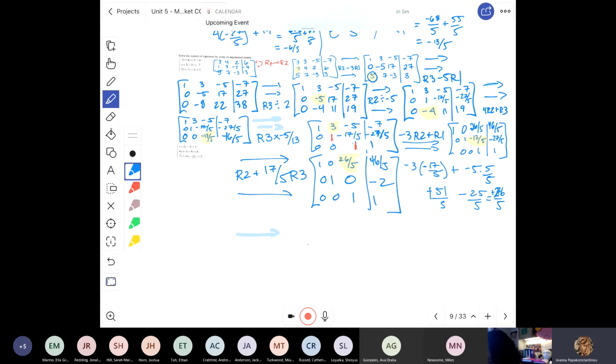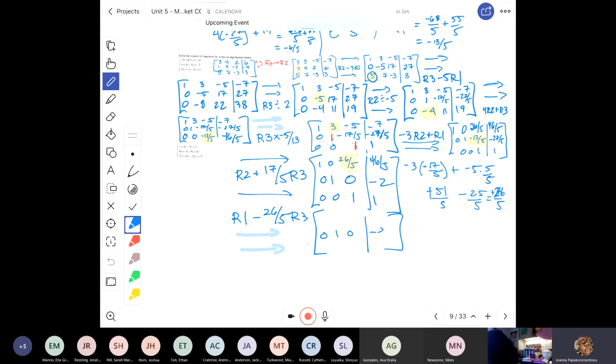I'm leaving row 2 alone. I'm leaving row 3 alone. But now I'm doing row 1 minus 26/5 row 3. Does everybody see how to get a 0 there? What am I going to get? 1, 0, 0. It is 4. So my solution is 4, -2, 1. I can substitute it back in and check it.